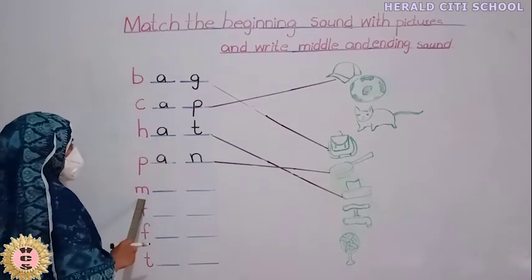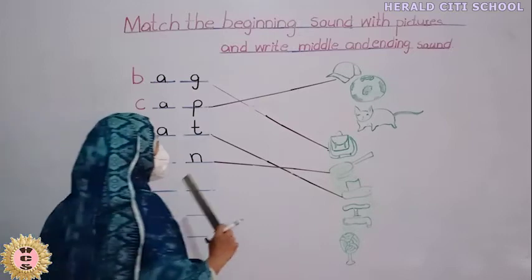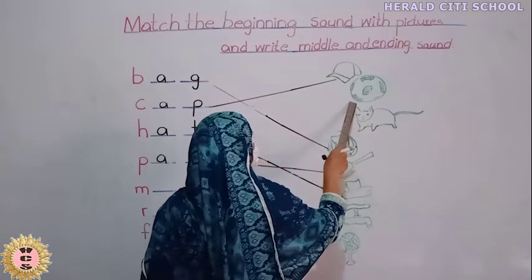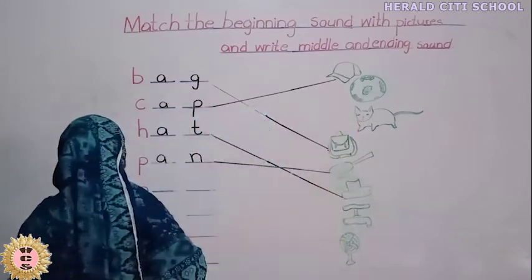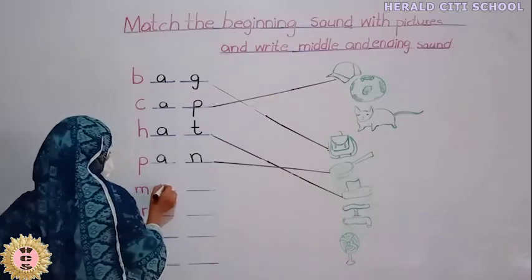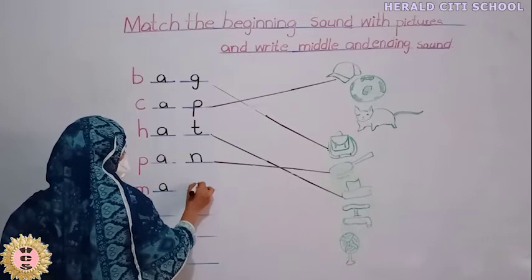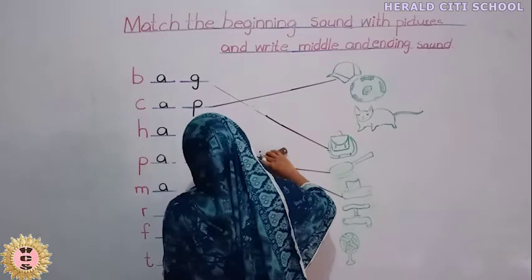Which sound is this? Let's see, children. What is this? This is map. So we will write here the spelling of map. Map. And we will match the spelling of map to map.